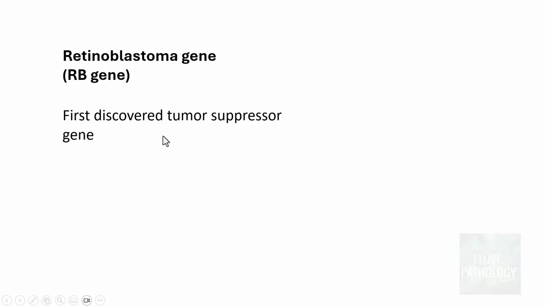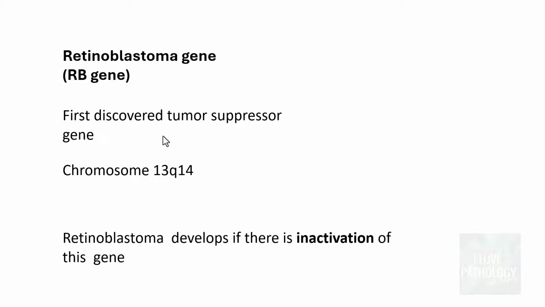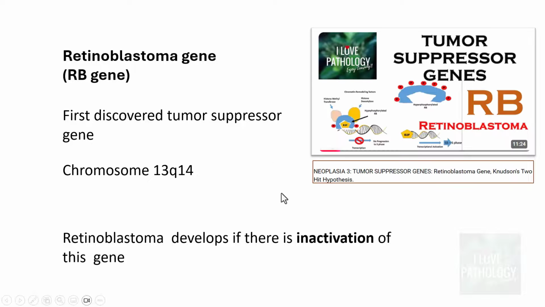And the gene involved is the retinoblastoma gene, which is actually the first discovered tumor suppressor gene, which is located on the long arm of chromosome number 13. And retinoblastoma develops if there is an inactivation of this particular gene. Now, I'm not going to discuss in detail the functions of the retinoblastoma gene because I have already covered this in my earlier session on neoplasia. You can just go through the playlist of neoplasia and access this video where I have talked in detail about the functions of the retinoblastoma gene and the retinoblastoma protein.